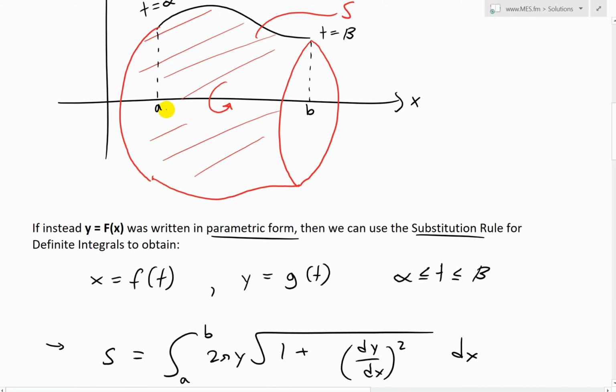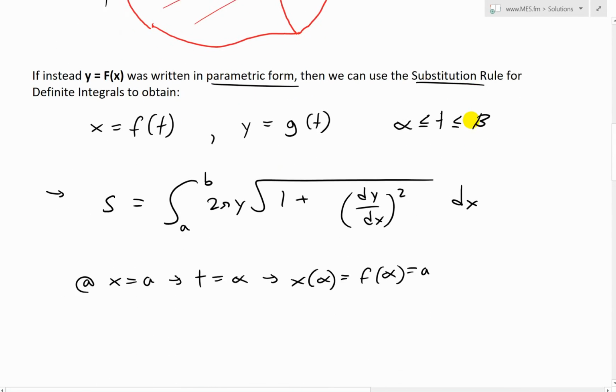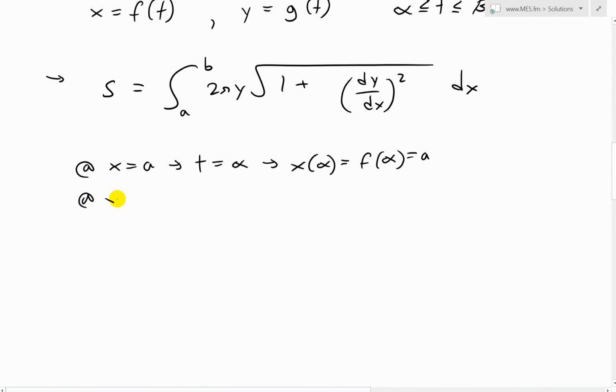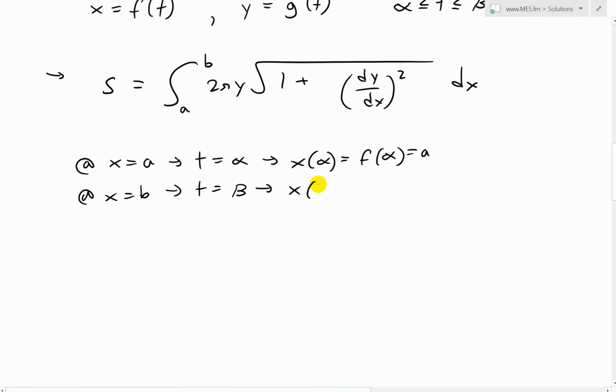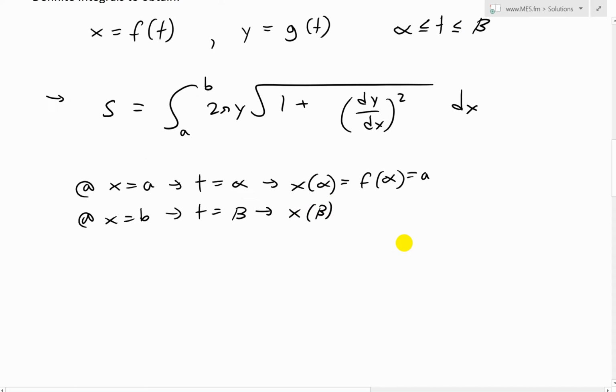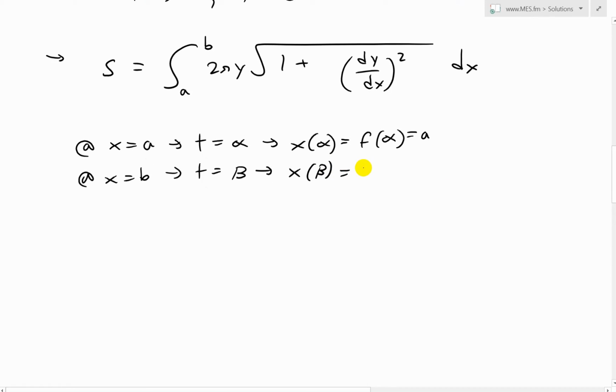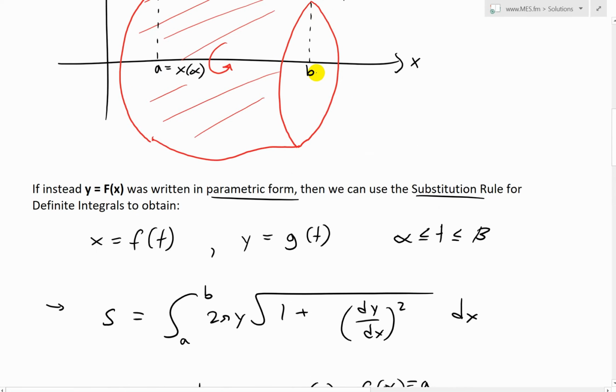So we could write this as a is equal to x of alpha, like that. And then at x is equal to b, so that's this parameter. Again, we have t is equal to beta. Same thing as writing x is a function. We plug in the parameter beta inside the x function of t. And this is the same thing as writing x of beta is equal to f of beta. This equals b, not beta, like that.